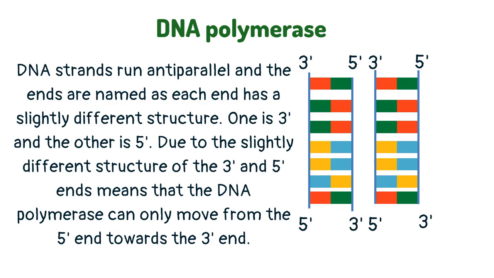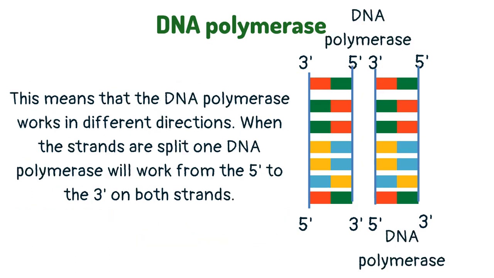The slightly different structure of the 3' and 5' ends means that the DNA polymerase can only move from the 5' end towards the 3' end. This means that the DNA polymerase works in different directions. When the strands are split, one DNA polymerase will work from the 5' to the 3' on both strands.